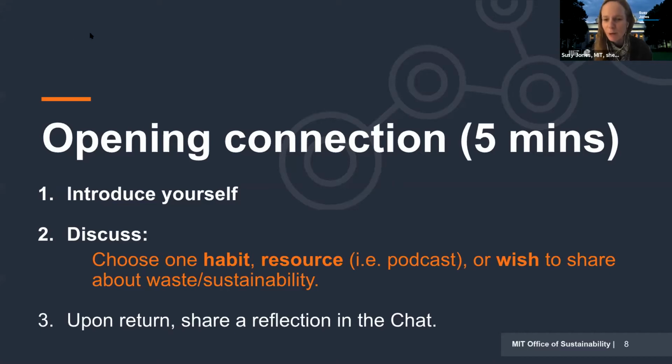So that will be your prompt. We'll put that prompt into the chat as well. And then we'll give you about 5 minutes, and then we'll come back and you can type some of your reflections and we'll share those out to the broader community. So we're going to put folks into groups of 4 and have fun.